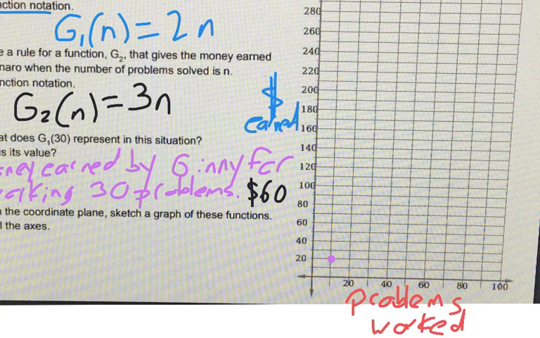What if Jenny worked 0 problems? No money earned, so it would be 0 here. What if she worked 20 problems? That's 40. What if she worked 30? 60. What if she worked 40? 80. We following? Yes, sir. So the points look like they are in a straight line, but I said it wasn't linear.